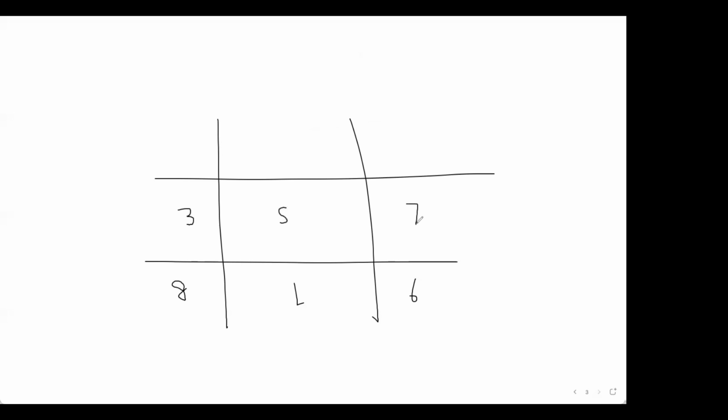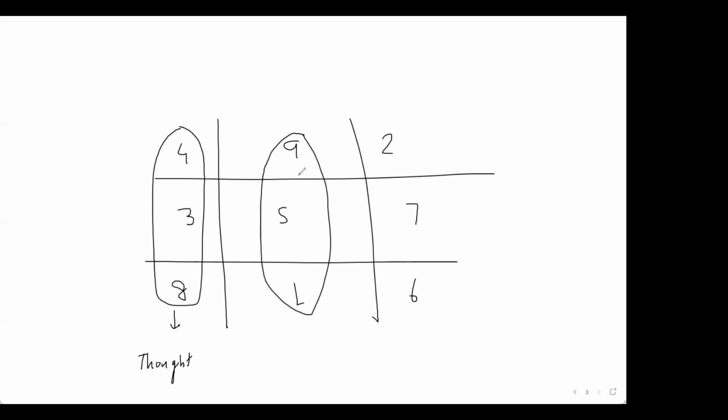3, 5, and 7. That is 4, 9, and 2. So now this plane 4, 3, 8 is known as your thought plane. The 9, 5, 1 plane is known as the will plane. And the 2, 7, 6 plane is known as the action plane.